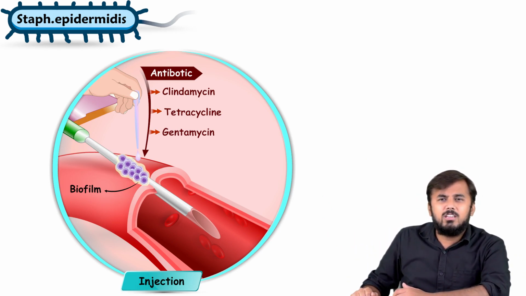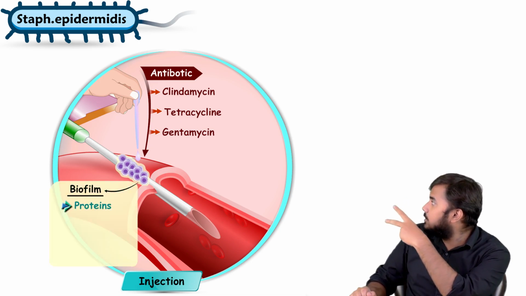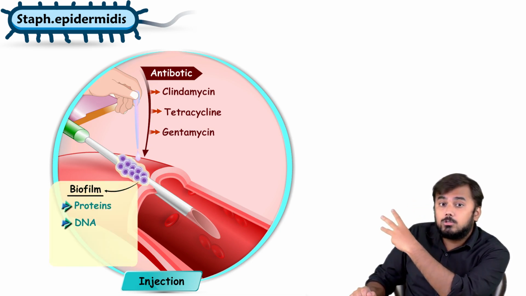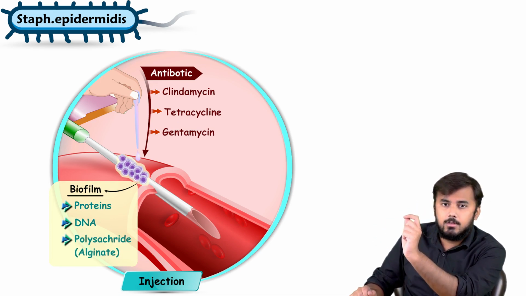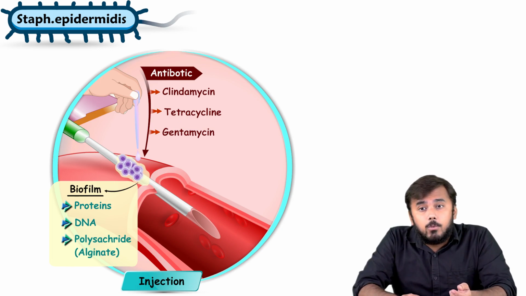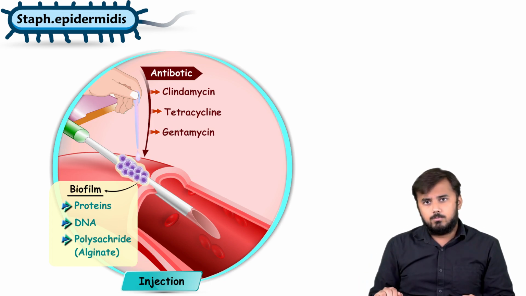You might ask, why is biofilm so strong, like a wall? What does it consist of? Biofilm mainly consists of proteins, DNA, and a polysaccharide called alginate. How did the bacteria enter my body? You very well know it now, right?